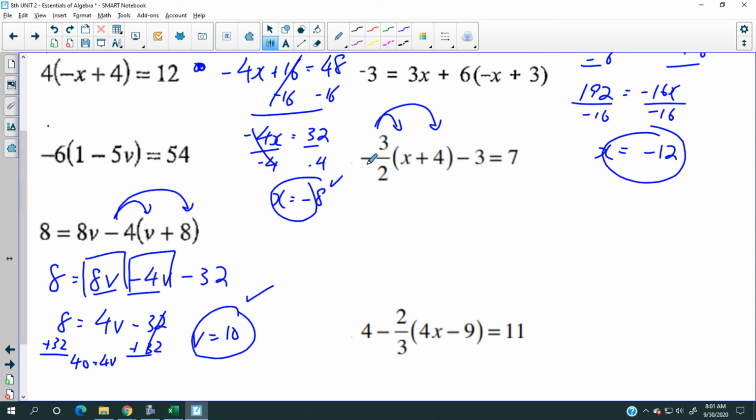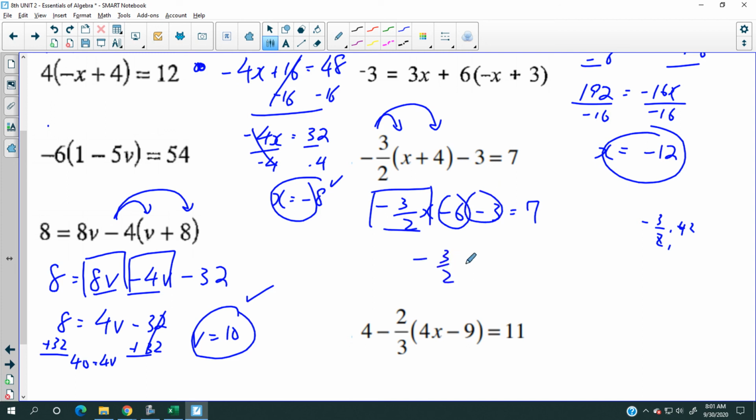Okay, so here, negative 3/2, negative 3/2 x, right? You can just write it like that. Negative 3/2 times 4, so let me do this on the side. Negative 3/2 times 4, negative 6, so minus 6 minus 3 equals 7. Okay, see that? Okay, you can press pause to work that one out on your own if you want to. Now, notice how I didn't distribute the negative 3/2 to negative 3, right? It's not in the parentheses, so that's not part of it. Like terms, negative 3/2 x minus 9 equals 7.